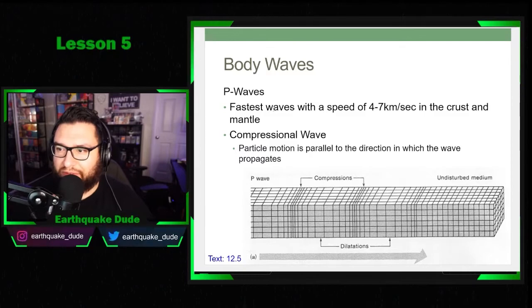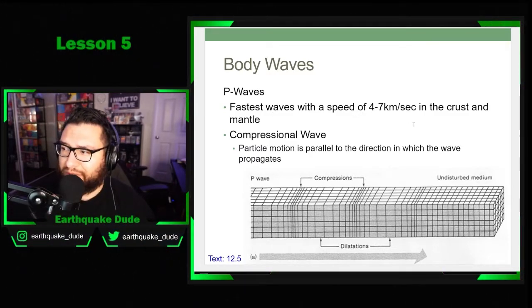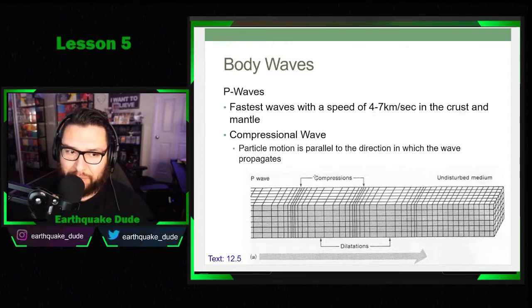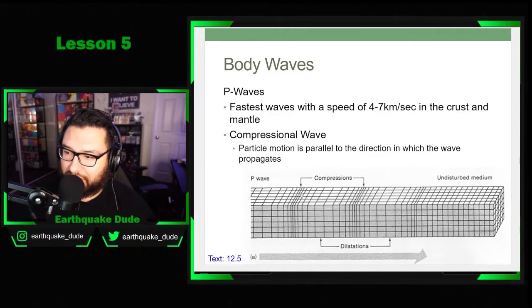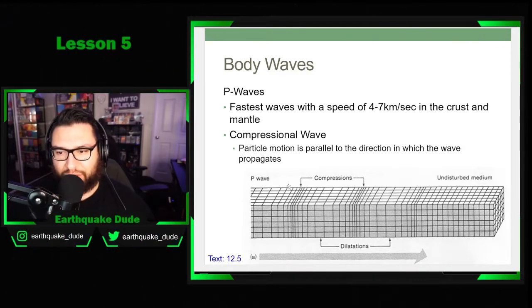Starting off with the P wave. Again, fastest moving wave. These things travel from 4 to 7 kilometers per second in the crust and into the mantle, and they're a compressional wave, which means they compress and dilate as they propagate through the Earth's layers. So you can see compression, dilation, all that stuff, right? Again, super fast wave, can travel through anything.